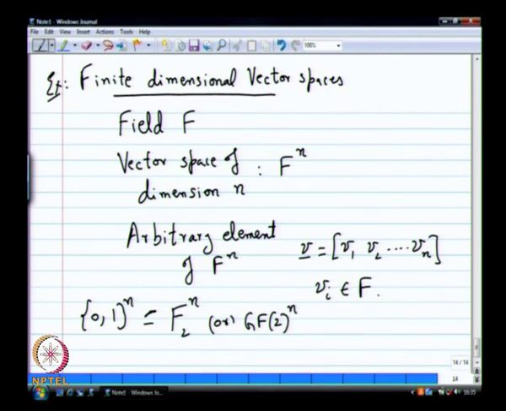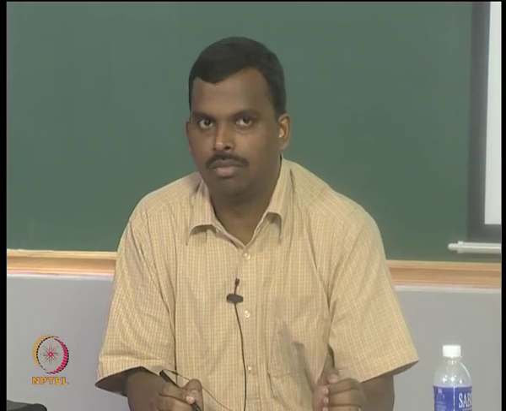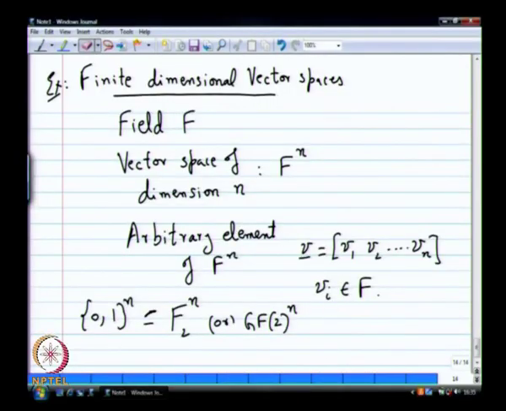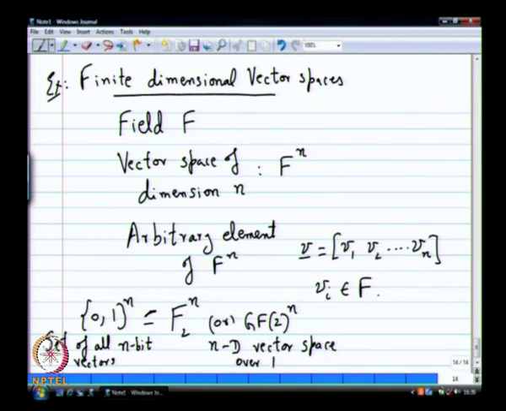Okay, so the set of all n bit vectors is the n dimensional vector space over the binary field F2, GF(2). Let me be careful here. There are two things here. On the left hand side you have the set of all n bit vectors, which can be thought of as the n dimensional vector space over F2. This F2 is also called the binary field. This {0,1}^n is also called an n-dimensional binary vector space.